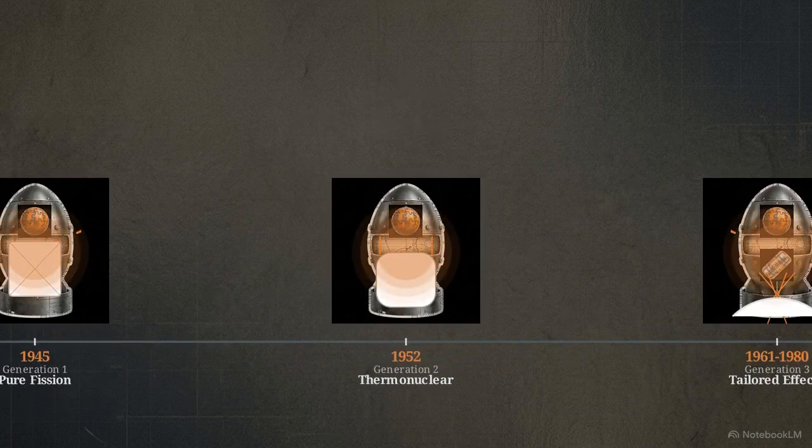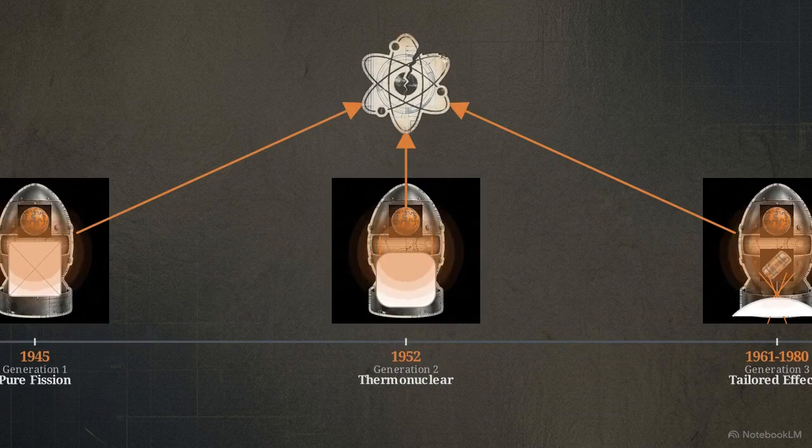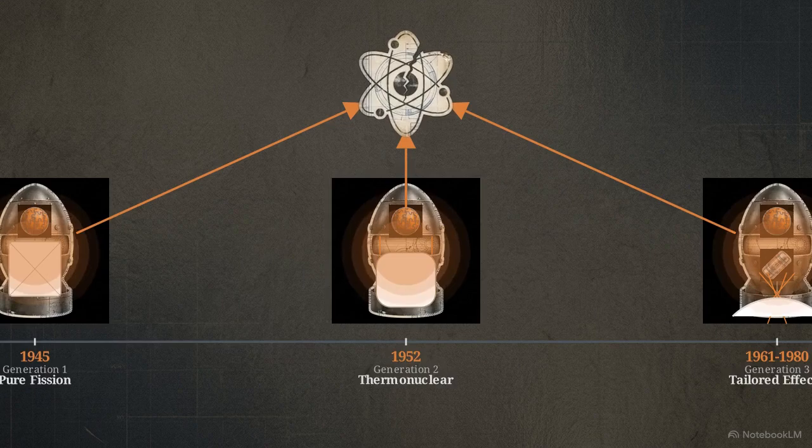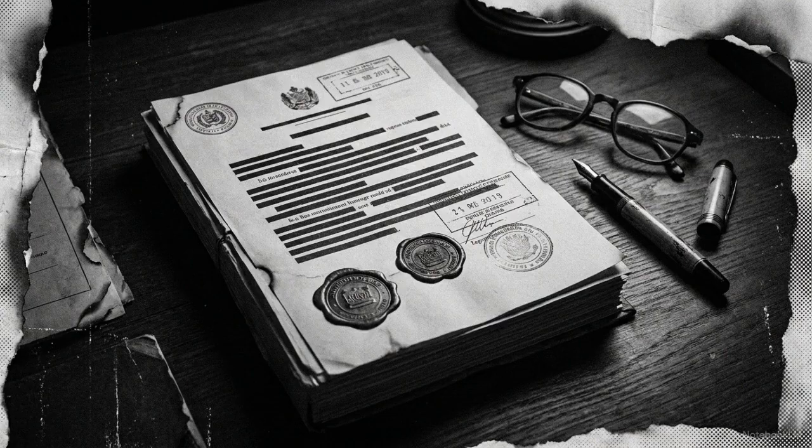At the center of these legacy designs is a shared requirement. They all need a fission chain reaction to function. This shared dependency reveals the exact technological assumption our modern international arms control network is built upon.